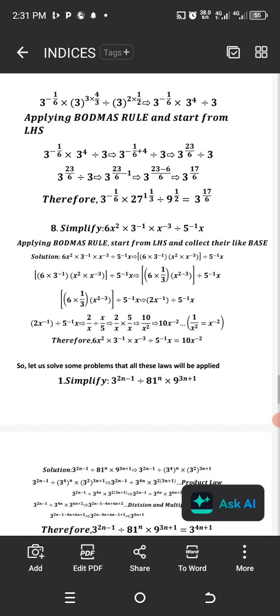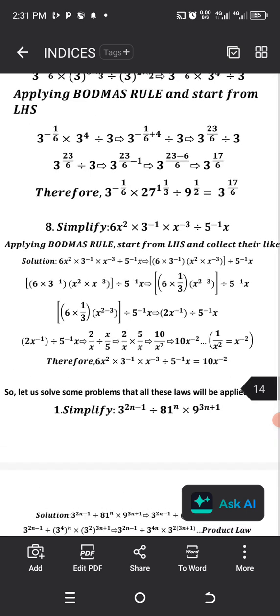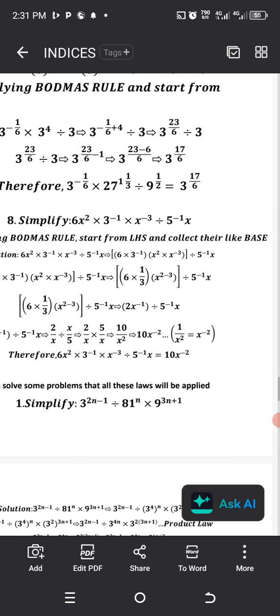There's tendencies of applying all the laws given above. So applying Bodmas rule, I have to simplify 6x squared multiplied by 3 raised to power minus 1 multiplied by x raised to power minus 2, divided by 5 raised to power minus 1x. So how can you solve this? Firstly, you apply Bodmas rule, start from the left hand side and collect the like bases.